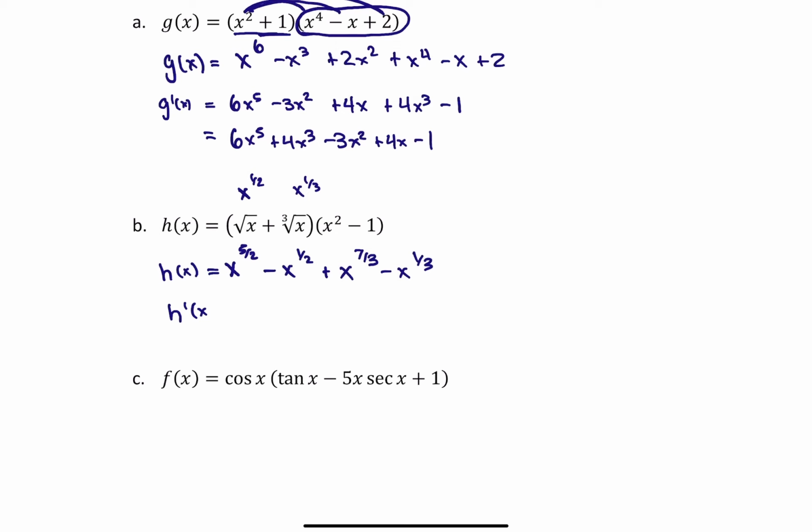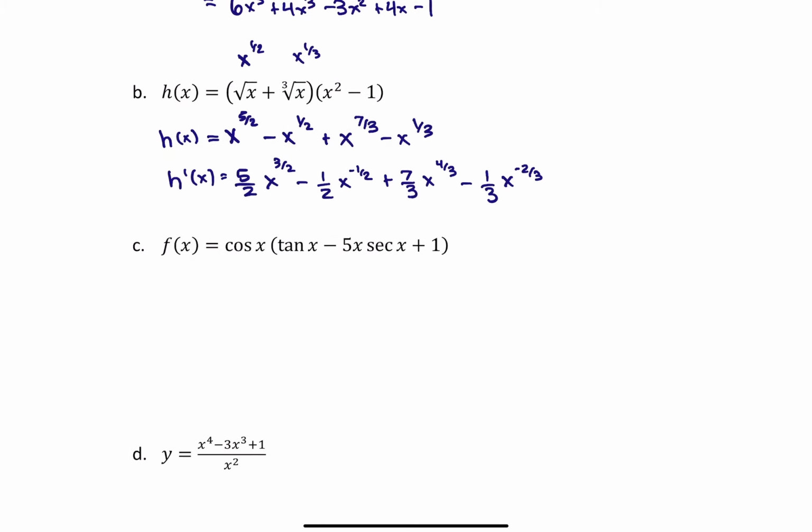So our derivative is going to be 5/2 x to the, remember, just numerator minus denominator, so it's going to be 3/2, then minus 1/2 x to the negative 1/2 plus 7/3 x to the 4/3 and minus 1/3 x to the negative 2/3. And that's it. We're not going to worry about negative exponents moving to the denominator. We just want to get a derivative. All right, pause the video, see if you can do part C. Remember, properties of trig functions still apply.